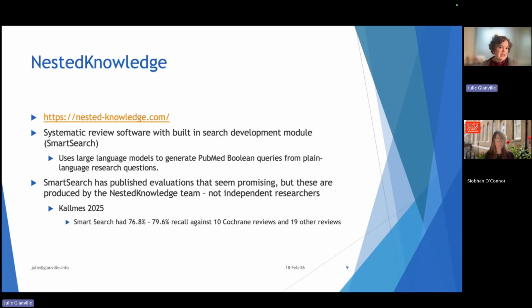So Nested Knowledge is such a package, systematic review software. It's got an inbuilt search development module called Smart Search, and this uses large language models to generate PubMed Boolean queries after you've put in a plain language research question. The team at Nested Knowledge have evaluated their tool, and the recall is looking quite promising in terms of relative recall against some Cochrane reviews and other reviews that they've looked at.